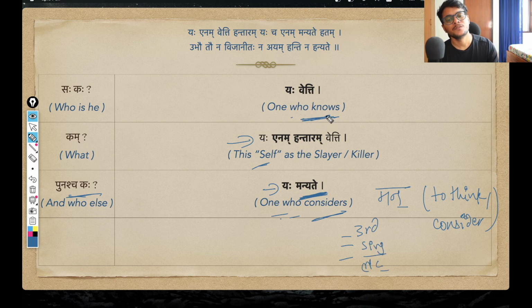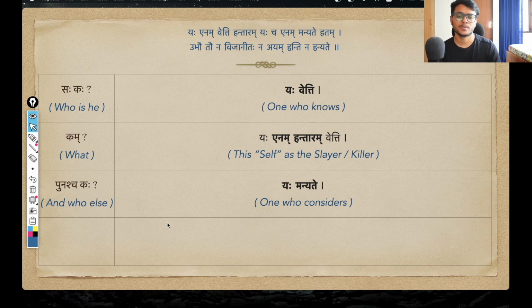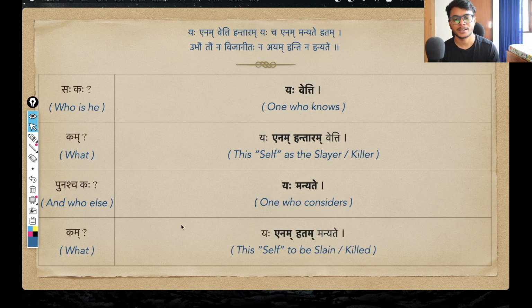Okay, yaha vetti, one who knows. But here we are using man dhatu, that means to consider or to think. So yaha manyate, one who considers. Okay. So I hope this is clear. And again the same question will pop up, that kam yaha manyate, that what do they consider? And now we see that yaha enam hatam manyate.